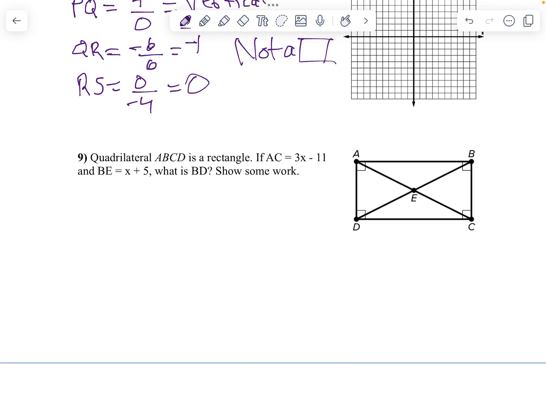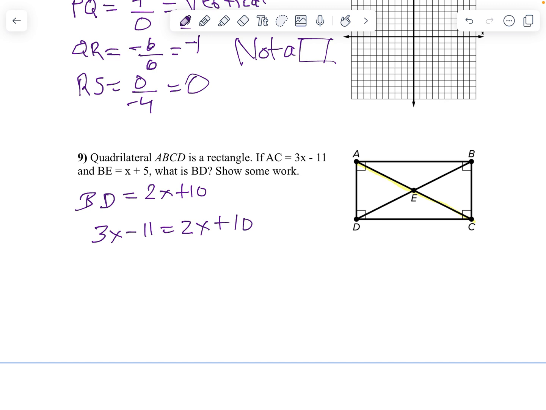Now on question number 9, we look at A to C is 3x minus 11. And B to E is x plus 5. So what that tells me is, let's find B to D since we know it's a rectangle. Well, I know B to D is going to be double that, so it'll be 2x plus 10. Since it's a rectangle, I know 3x minus 11, A to C, equals B to D, which is 2x plus 10. Now we'll just do the algebra.